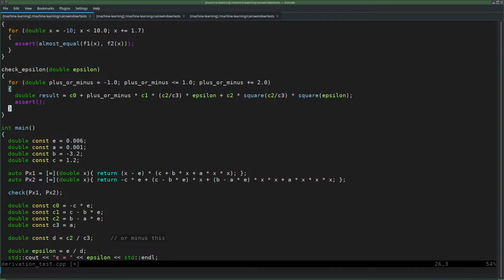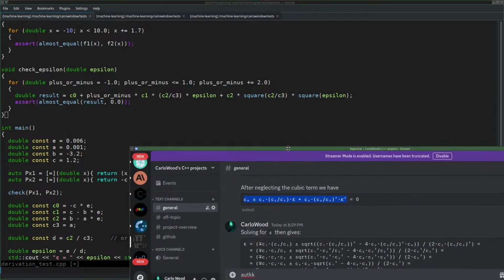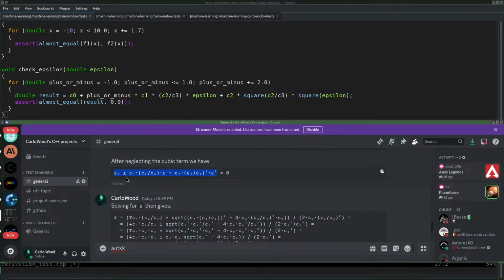It might actually have to work for both signs, and I don't know. If one of them fails, I can think about it again, or just pick one sign here, plus or minus. And the result should be equal to 0 again. Cool. Let's see. This is C0 plus or minus C1 times C2 divided by C3 times epsilon, plus C2 times the square of C2 divided by C3 times epsilon square. And it must be 0.